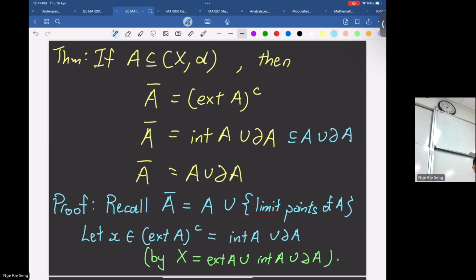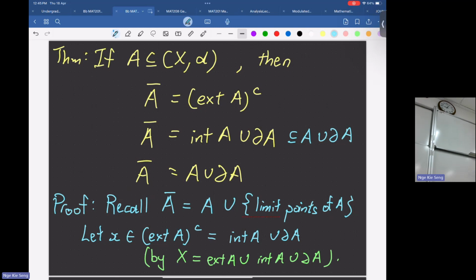Is it true? It's exactly what we argued just now, right? If you are at the boundary point, what happened to you? Every ball contains a point in A or a point in A complement. If the point in A is just yourself, no other point, then it is an isolated point. If the ball contains other points in A, but not x itself, then it is, sorry, a limit point. It's exactly what we argued just now.